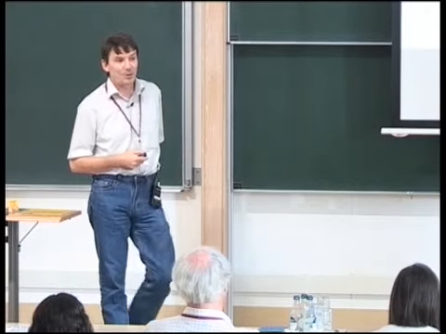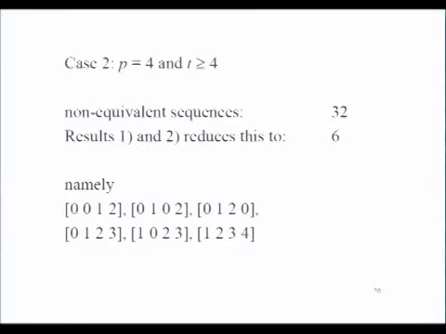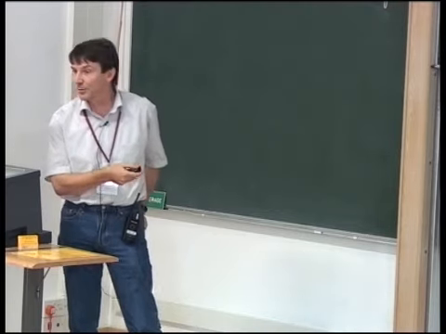Here's the case that we have 4 plots per block and 4 or more control treatments. Here we had 32 non-equivalent sequences to begin with, and with results 1 and 2, we could reduce this to 6 at least. These are the ones that we're interested in. We have some with 2 appearances of the control treatment, and we have some with 1 appearance, and we have the possibility that there's none. The ones with 3 are kicked out by result 2.